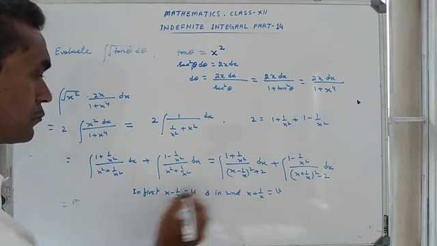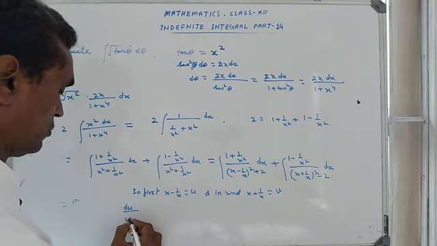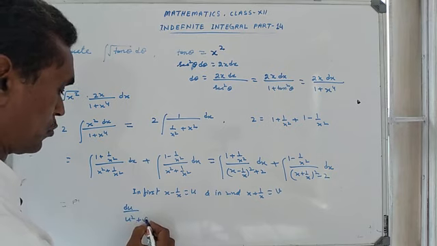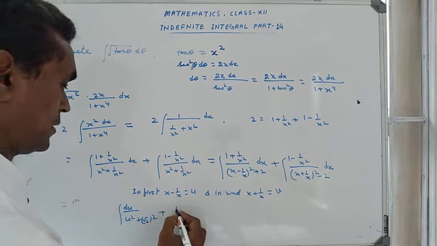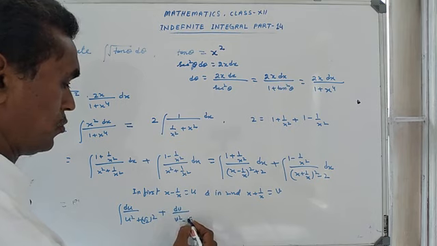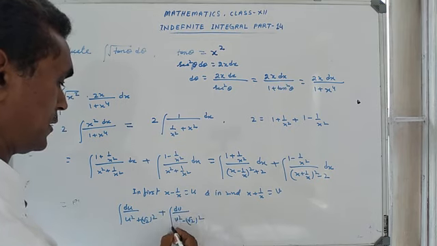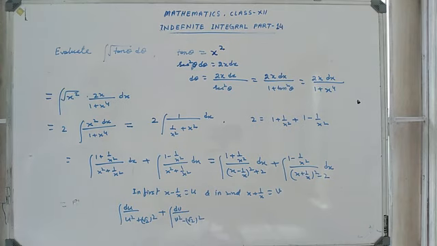Then it will become du by u square plus root 2 whole square and plus dv by v square minus root 2 whole square integral. After that, you know how to write the answer of this question. So I am leaving it for you.